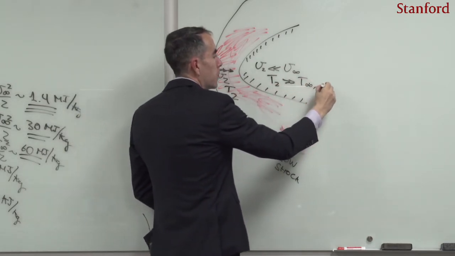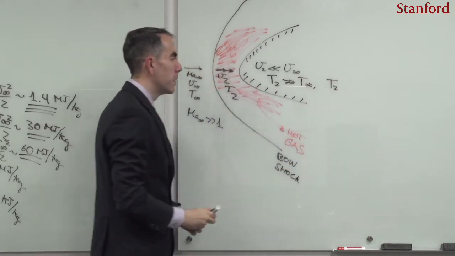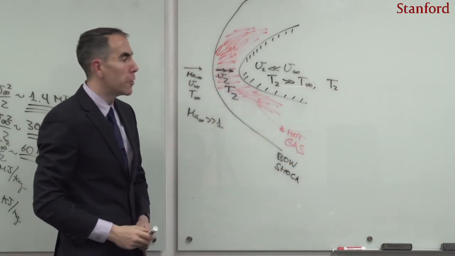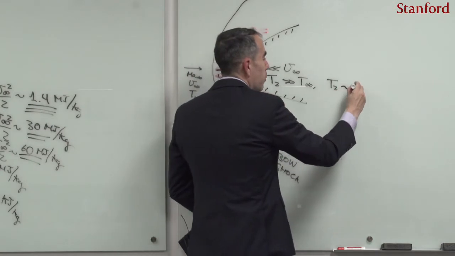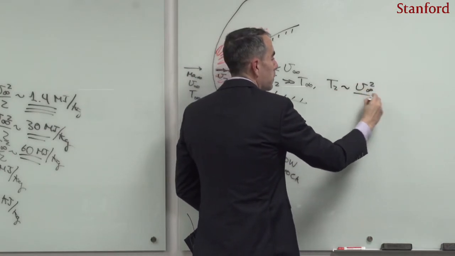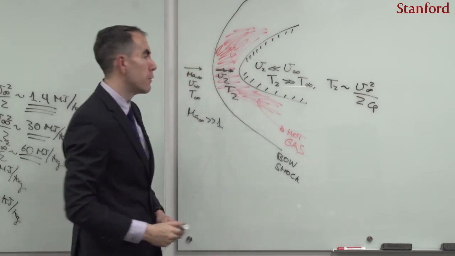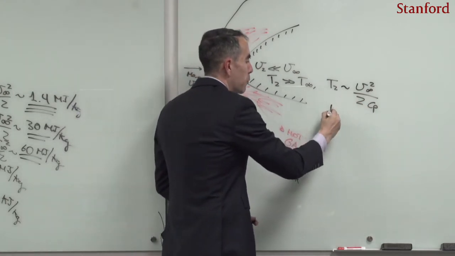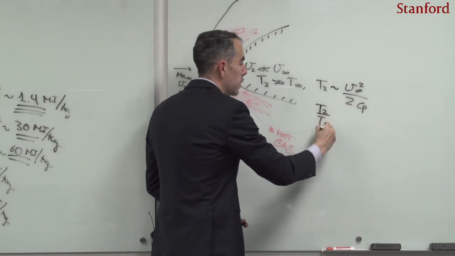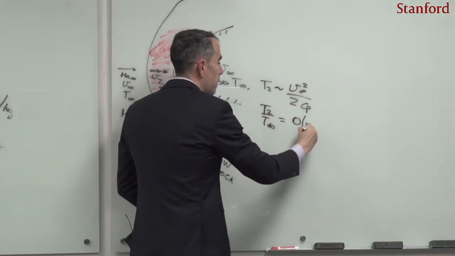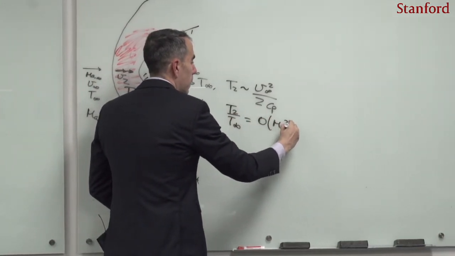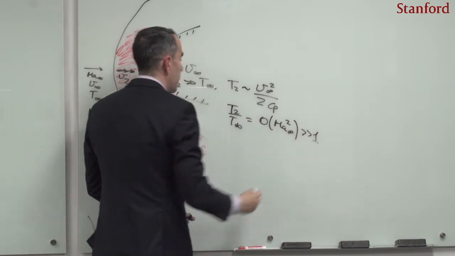And in particular, T2, we'll see later that if the gas was assumed to be calorically perfect, this T2 is going to be of the order of U infinity squared divided by twice the specific heat at constant pressure. So if you rearrange this in terms of the Mach number, you will find that T2 over T infinity is of the order of the Mach number squared, and therefore much larger than 1.